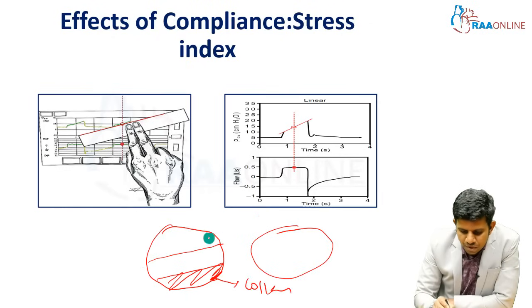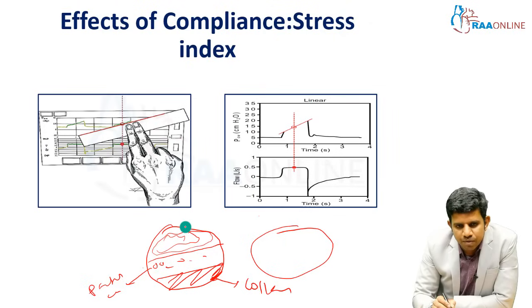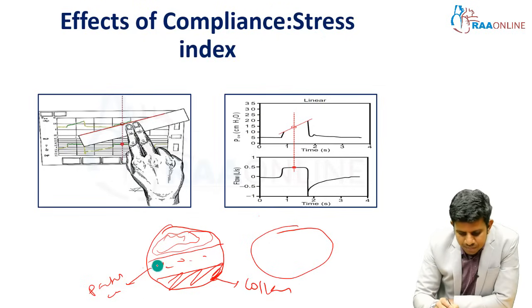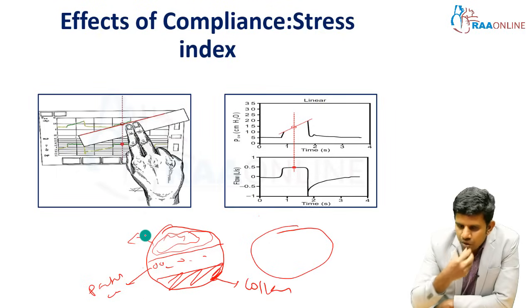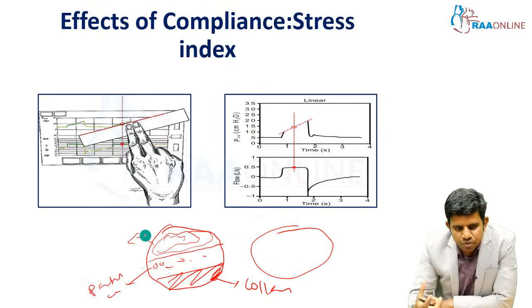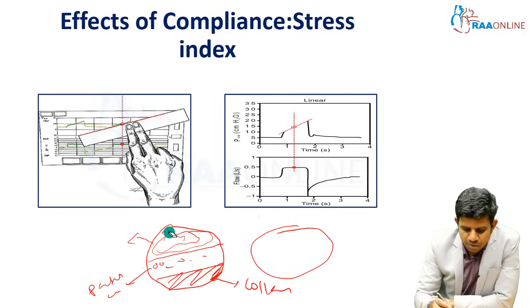Some part will be partially collapsed, this part will be normal aerated. So normally our aim is to open the partially collapsed and the collapsed alveoli. Meanwhile, you should not overdistend your opened alveoli. This is one of the normal ventilator aims: it should open your collapsed and partially collapsed alveoli, and it should not cause overdistension of the anterior part of the alveoli.